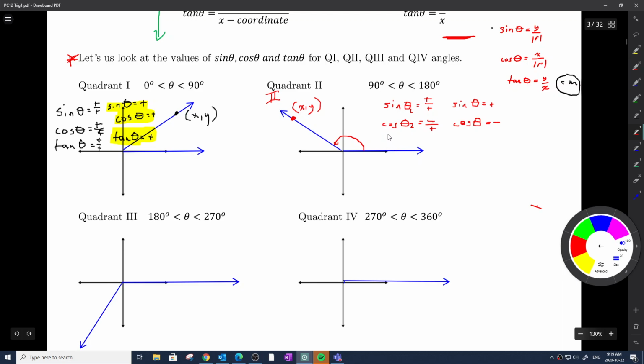Now, how about tangent? Well, I'm sure some of you are able to look at that line and say, oh, that's a negative slope, so your tangent's negative. Absolutely. Or we can say my y value, since tangent is y over x, is going to be positive, my x value is negative. Overall, in quadrant number 2, my tangent value is negative.